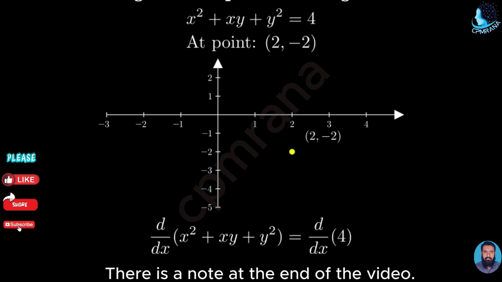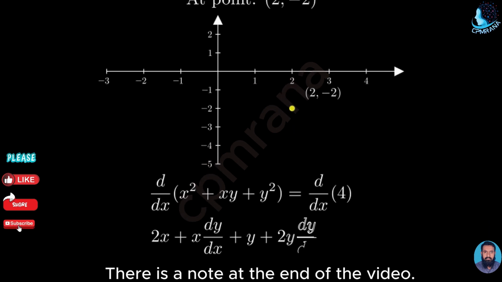Applying the chain rule, the derivative of x squared is 2x. For x times y, we use the product rule. This gives us x times dy/dx plus y. And for y squared, the derivative is 2y times dy/dx. The derivative of 4 is 0.